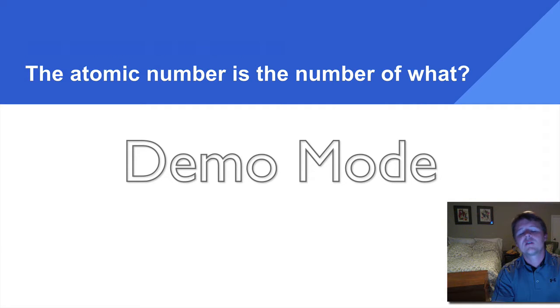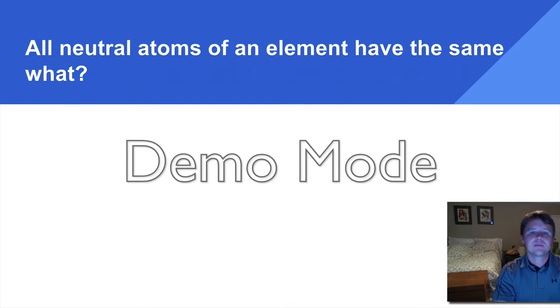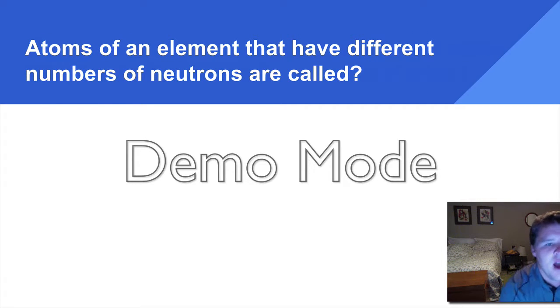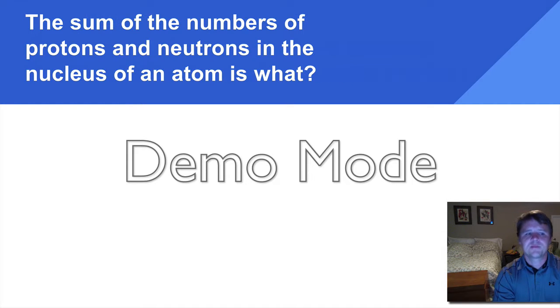The atomic number is the number of what? Protons. All neutral atoms of an element have the same what? Same number of protons and electrons. Atoms of an element that have different numbers of neutrons are called what? Isotopes. The sum of the numbers of protons and neutrons in the nucleus of an atom is what?